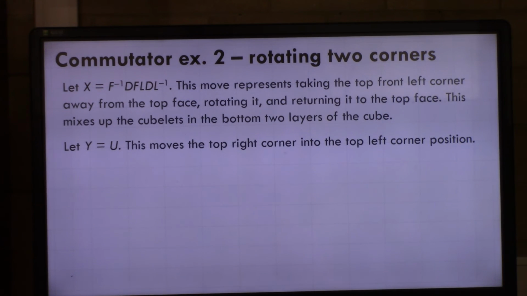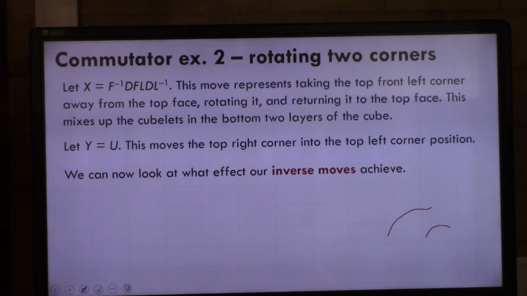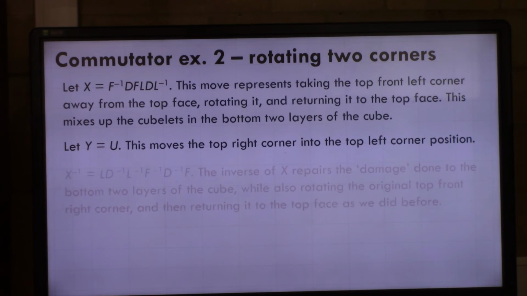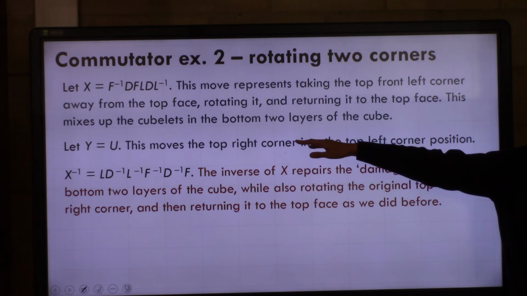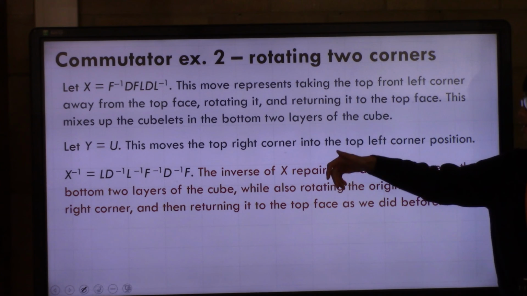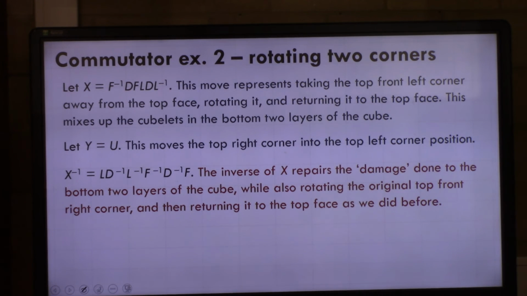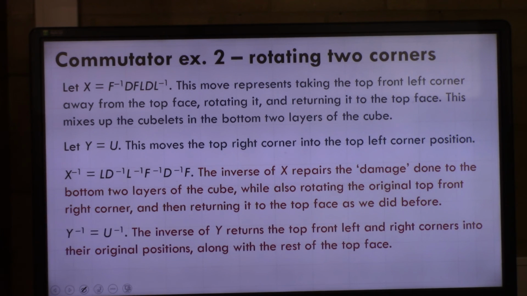So y equals u, that moves the top right corner into the top left position again. There you go. Right, we can see what our inverse moves do now. So the inverse of x repairs the damage that we've done using x to the bottom layers of the cube. That can happen because the only cubelets that y moved are the top face, so that doesn't affect the bottom two layers of the cube. So doing x in reverse will repair the damage done to those bottom two layers. And the inverse of y returns the top, front, left and right corners into their positions.